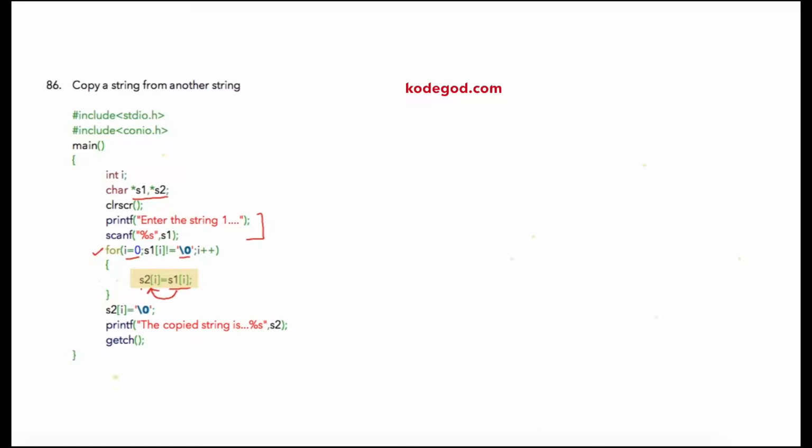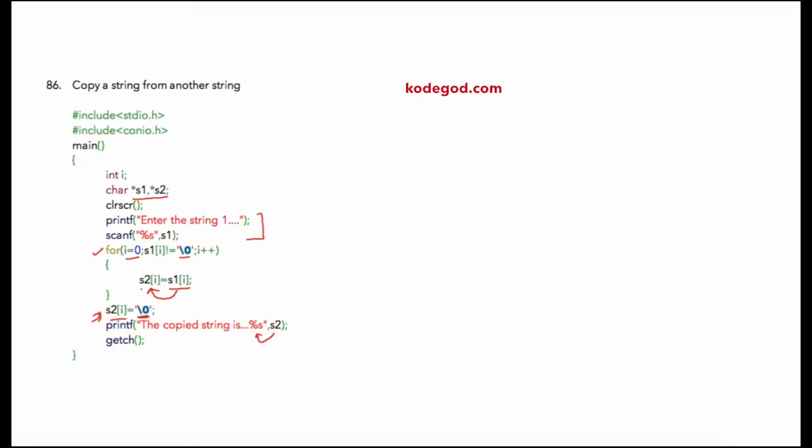Once all iterations are completed, at the end I am going to add \0, which is a null character, to s2, so that when we print s2, the compiler will know till where to print s2. But if you don't add \0, then some garbage values will be printed after the content which we have copied from s1 to s2. Once this is done, we'll finally print the copied string is s2. So the value of s2 will be replaced over here with %s.